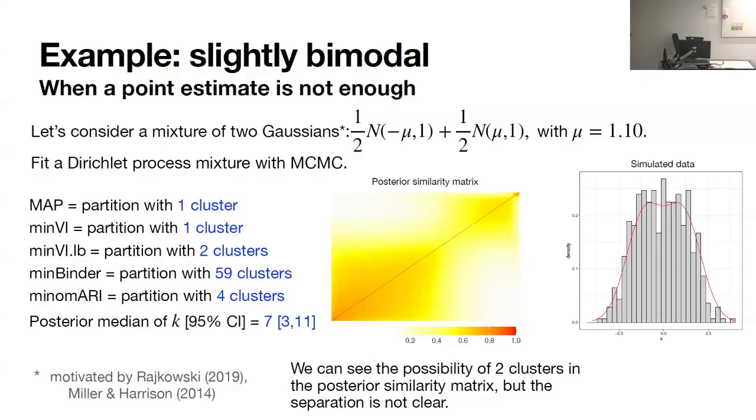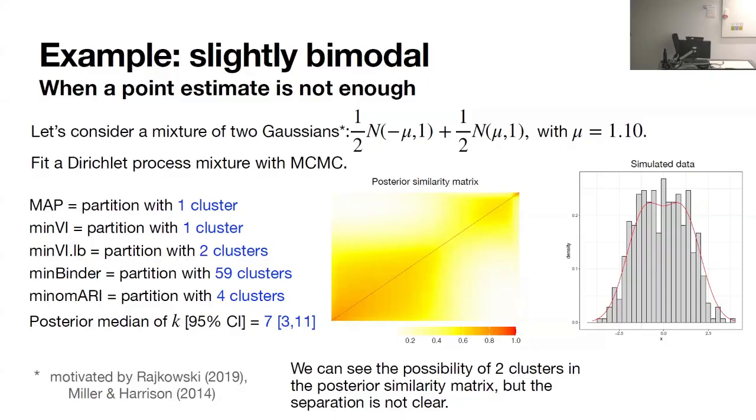You'll see in a minute why, but if you look at the data, this red line is the true data-generating distribution. You can just barely see the two modes from the red line. But if I took away that red line and just showed the histogram of the data, it would be quite hard to see: is there one group, is there two groups?